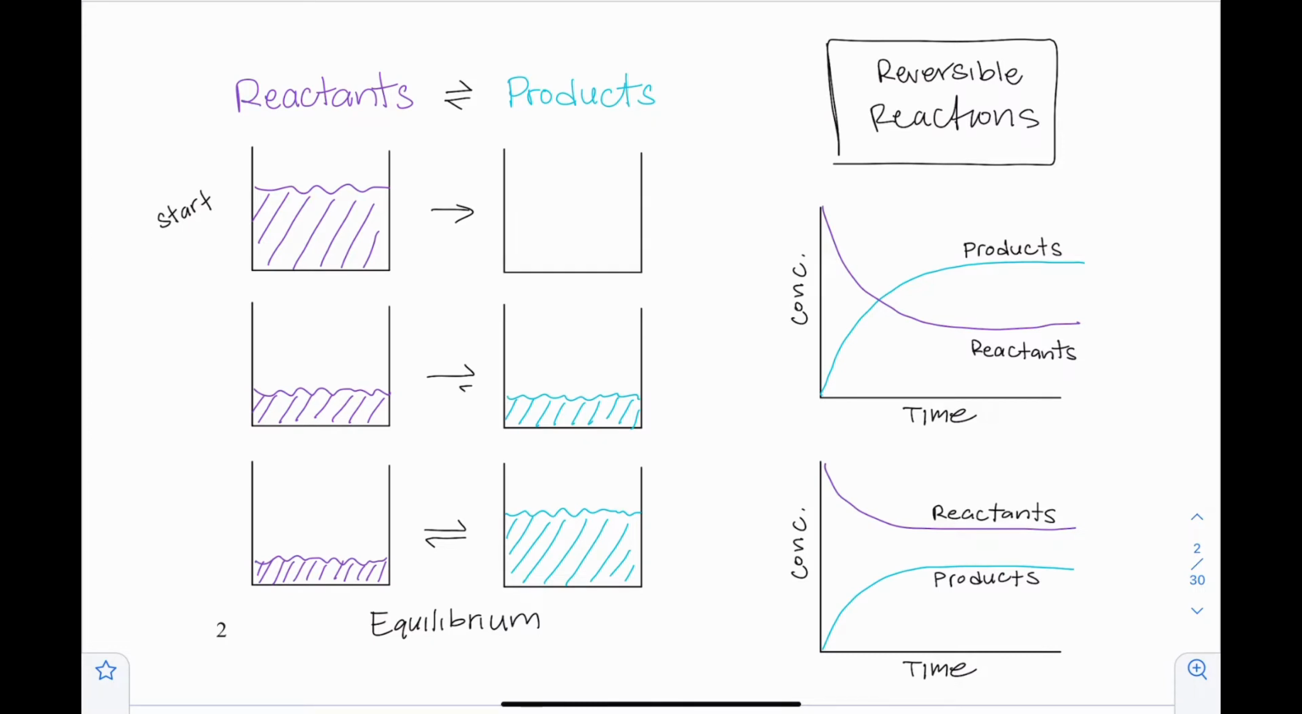Notice how in our graphs, the concentration of the reactants still decreases, but they don't go all the way down to 0, because again, both the reactants and the products are present at equilibrium, and the rate that both of them are being made is equal.